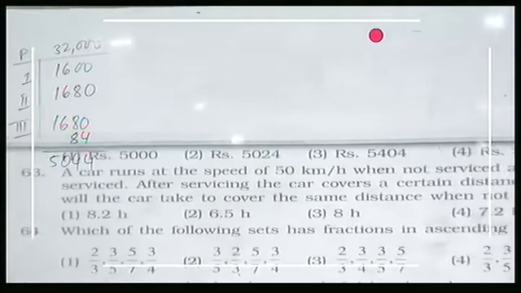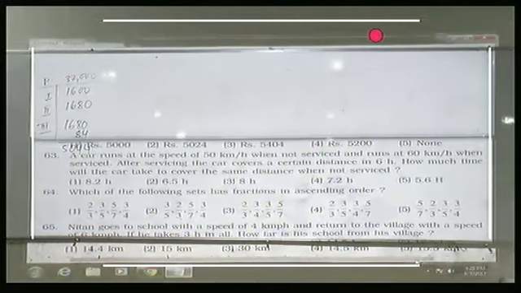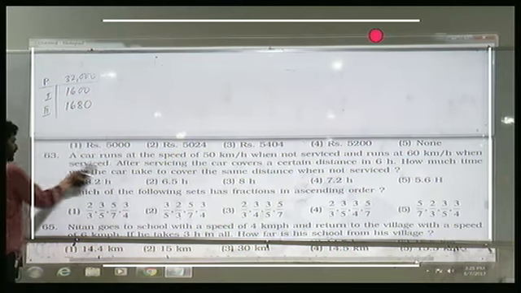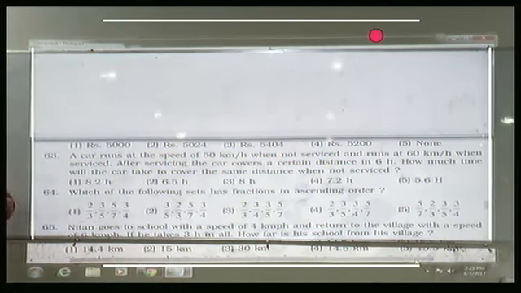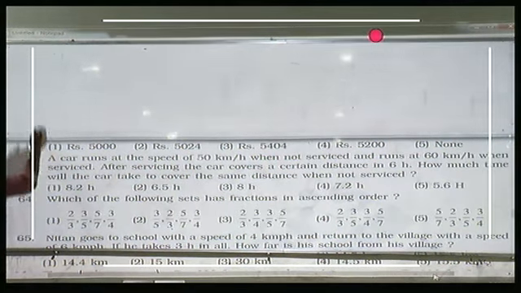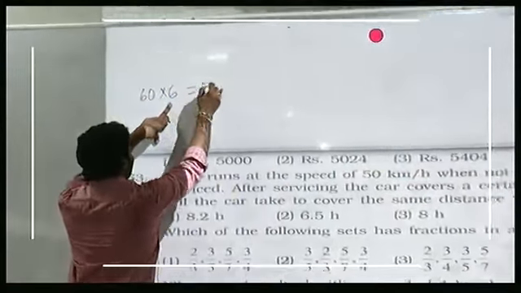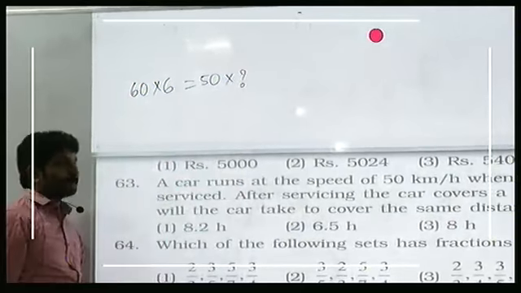Next. 63. A car runs at a speed of 50 km per hour when not serviced and runs at 60 km per hour when serviced. After servicing, the car covers a certain distance in 6 hours. How much time will the car take to cover the same distance when not serviced? So one thing is the distance traveled in both the cases is same. Distance traveled in second case with speed 60 km per hour in 6 hours is the same distance covered with 50 km per hour, and you asked about time taken.